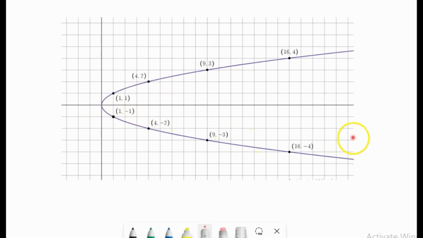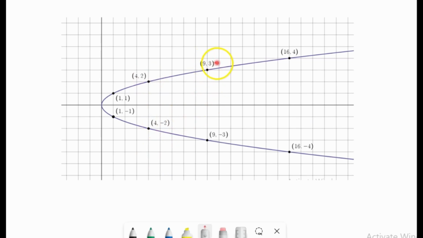And we can prove that this is symmetric because look, the point 1, 1 is on the graph, and the point 1, -1 is also on the graph. So the x is the same, but the y goes from positive to negative, +1 to -1. Here we have the same thing. This point is reflected down here. We have the point 4, 2 and the point 4, -2.